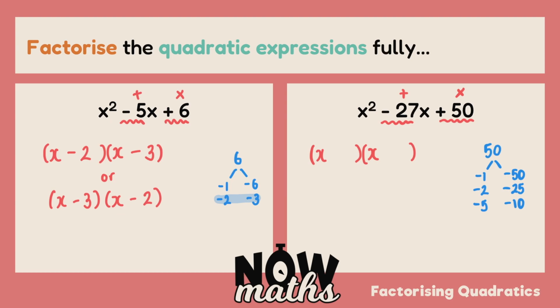Now we need the pair that add to give negative 27. So negative 1 add negative 50 is negative 51. Negative 2 add negative 25 is in fact negative 27. And just to double check, negative 5 add negative 10 is negative 15. So the middle pair is going to be the pair that have the correct sum. So that tells us to write negative 2 in one of our brackets and negative 25 in the other. And this is our fully factorised quadratic, and same as previously, the brackets can go in either order, so either answer on screen is acceptable.